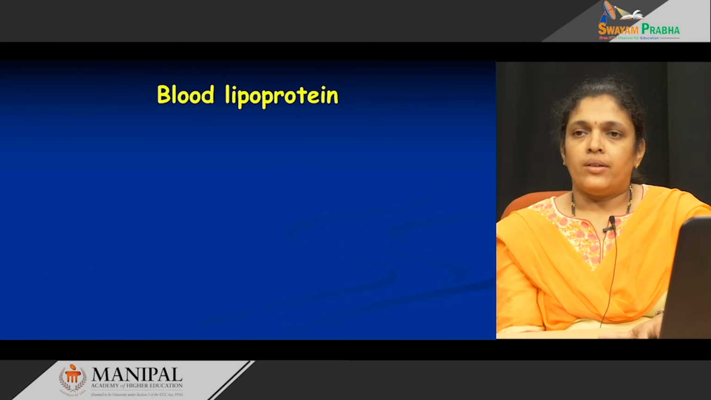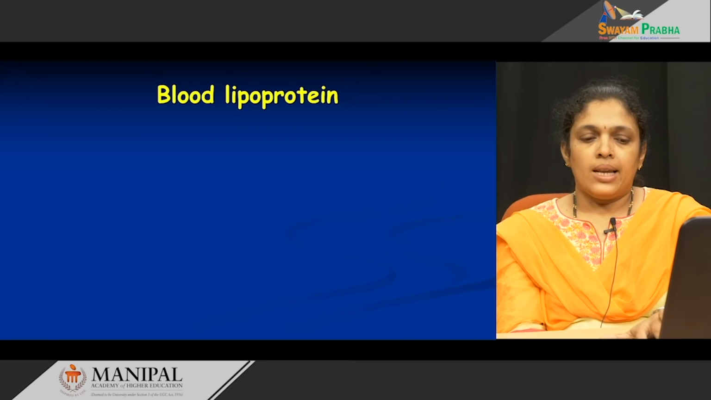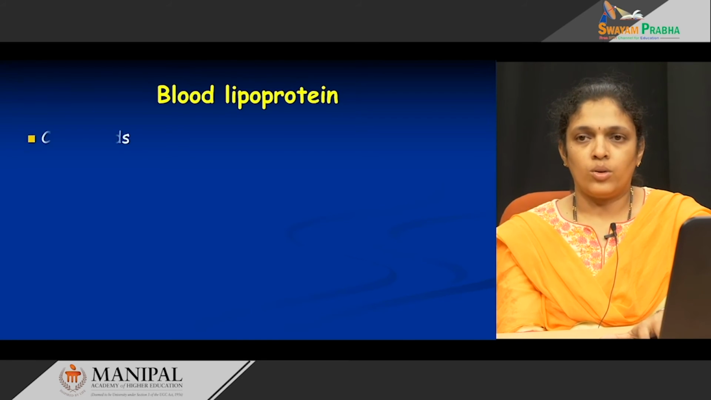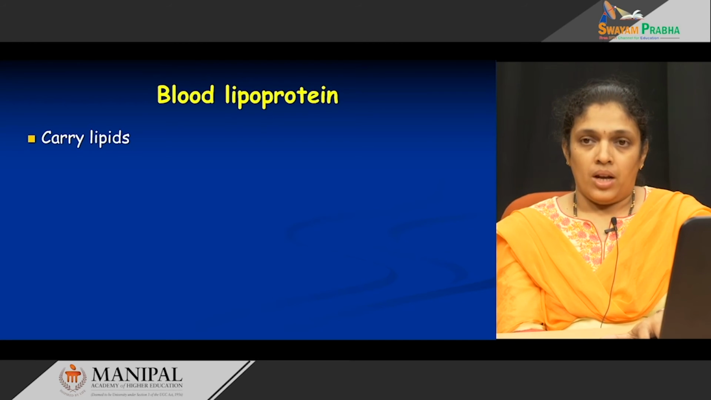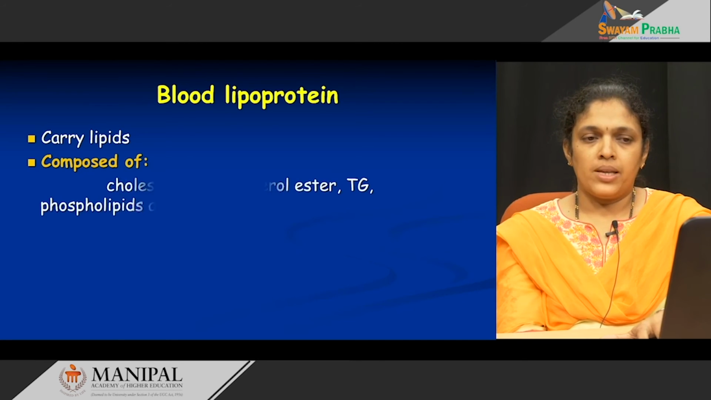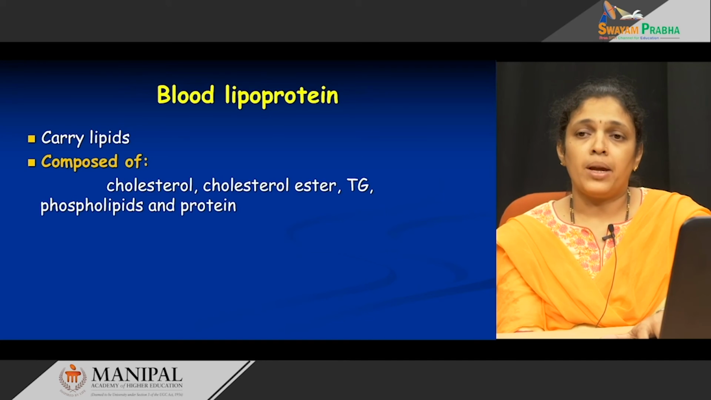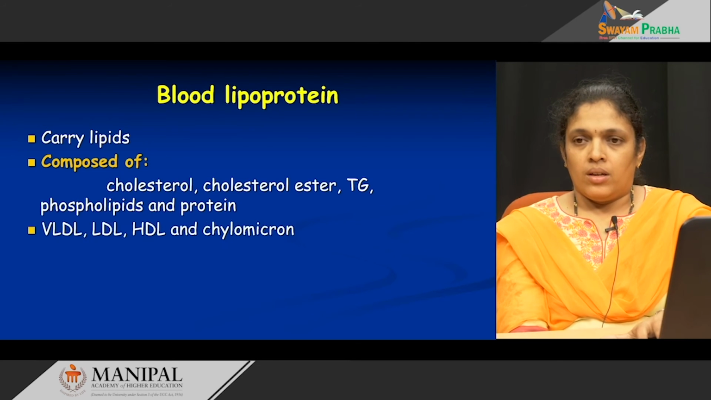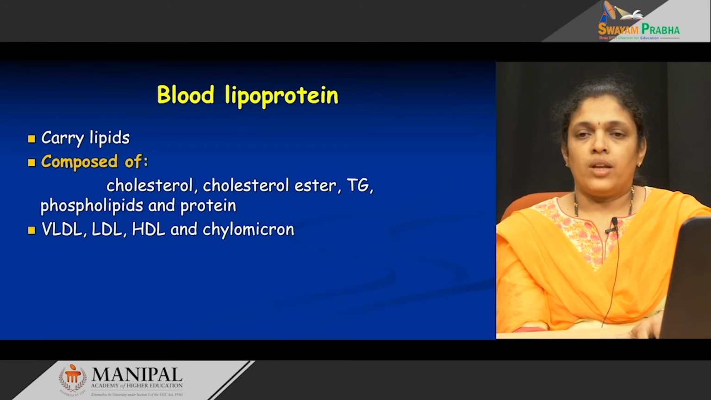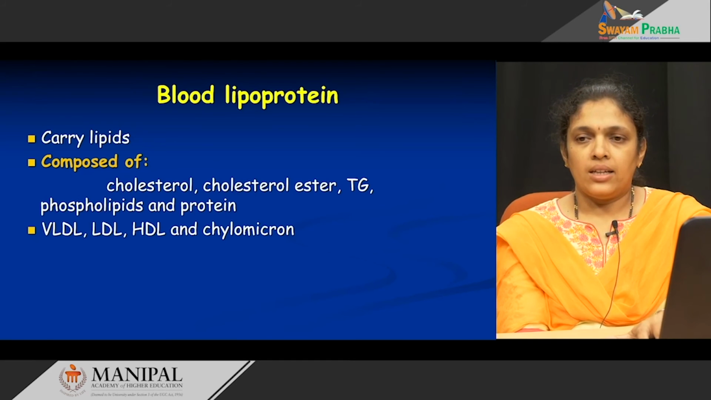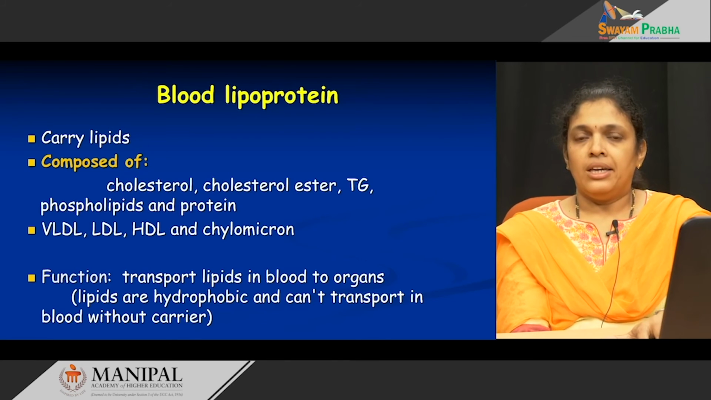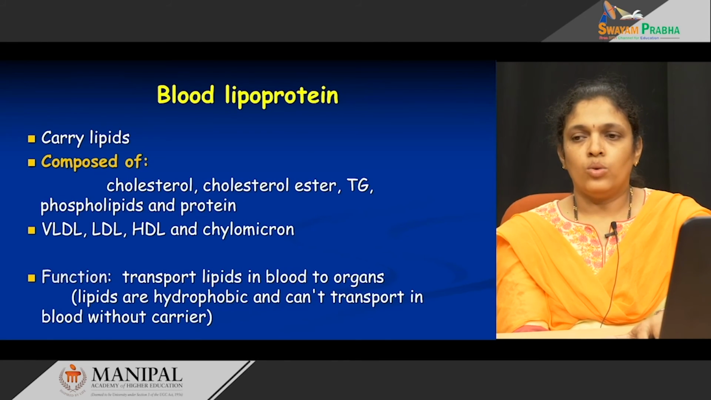Now, the next component of the lipid profile is the lipoprotein. As the name indicates, lipoproteins are the proteins which are there to carry the lipids. Now, they can be of various types. Basically, they are made up of cholesterol, cholesterol ester, triacylglycerol, phospholipid and protein. There are many types of lipoproteins like VLDL, LDL, HDL and chylomicron, and their function, as mentioned earlier, is to transport the lipids in the blood to various organs.